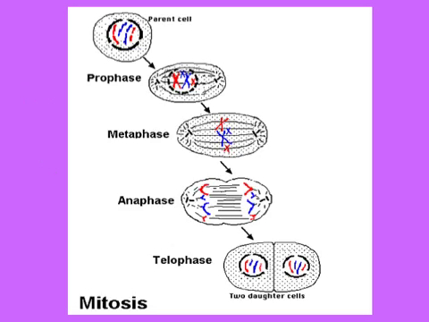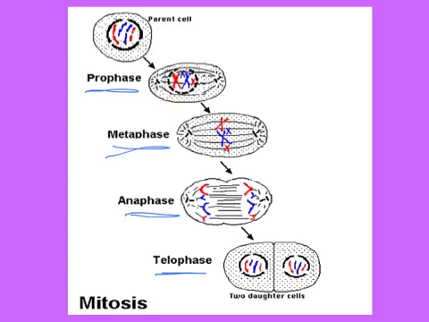Here's a picture of mitosis. There are 4 different phases of it. You've got prophase, metaphase, anaphase, and it ends with telophase. In prophase, what happens is you can see here how you've got the nuclear membrane. The nuclear membrane starts to break apart.